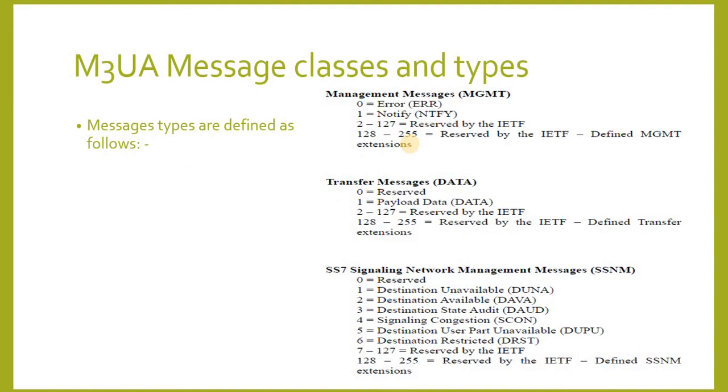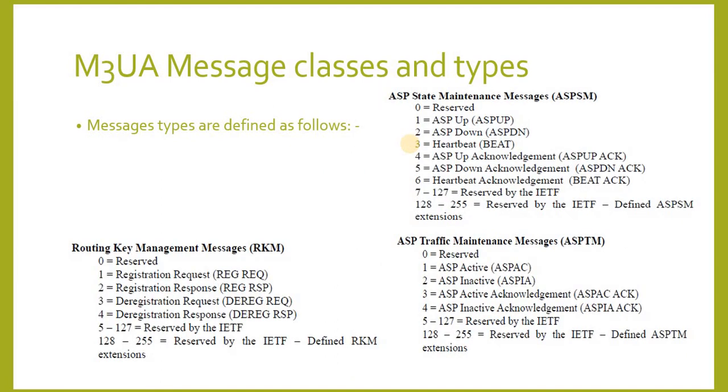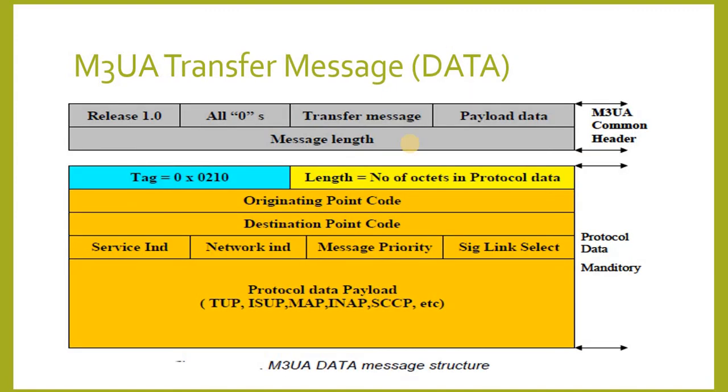M3UA transfer message, data. The below figure is an example of the message class transfer message, type payload data message. The payload data message consists of a common header. The common header defines the version of the M3UA layer, and then comes the message class. This should be set for transfer messages. Following this is the message type. This should indicate payload data message. The last field in the common header is the message length. This value indicates the length of the message in octets. This value will include the common header as well.